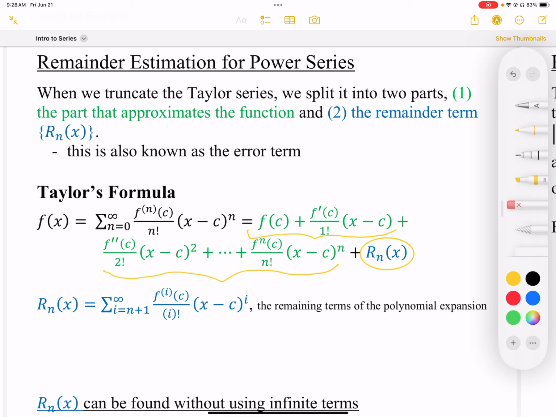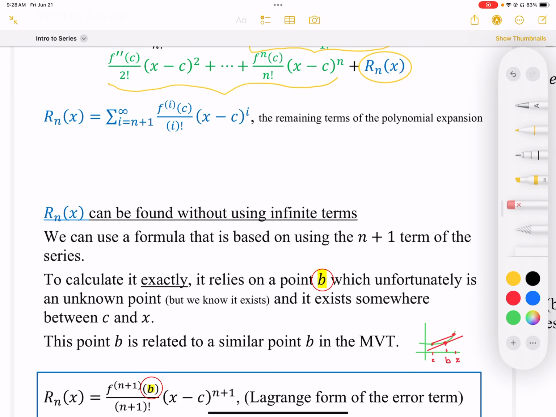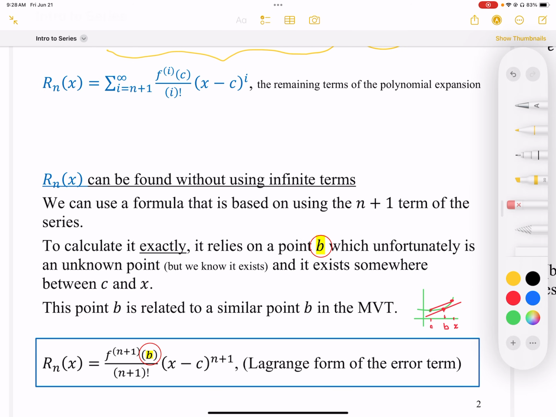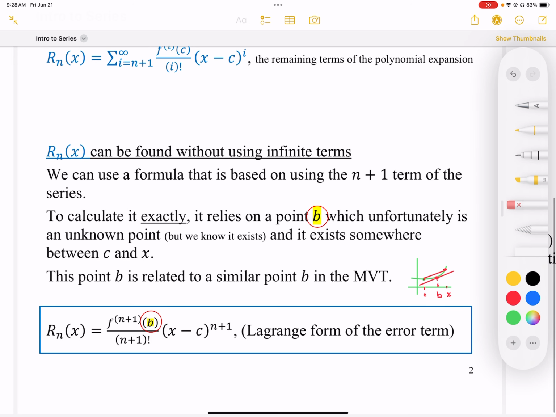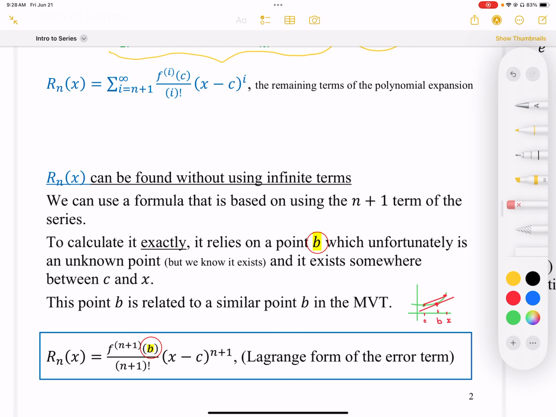Now, the Rn of x can be found without using infinite terms. It's going to be based on the n plus 1 term of the series. This Rn of x looks like this. The formula is essentially the same, except now instead of using the center as the next term, so notice we usually have the center, which is usually c here, instead we're going to choose to find the derivative at some point b.